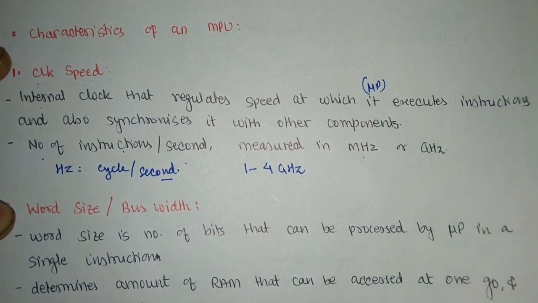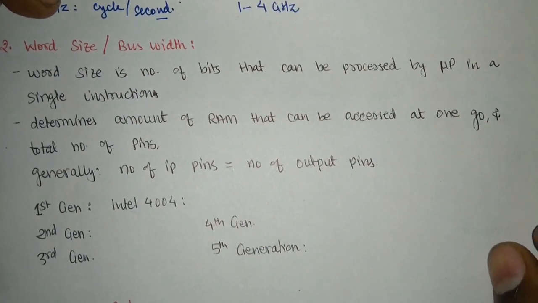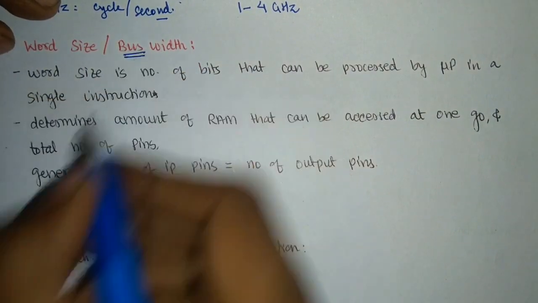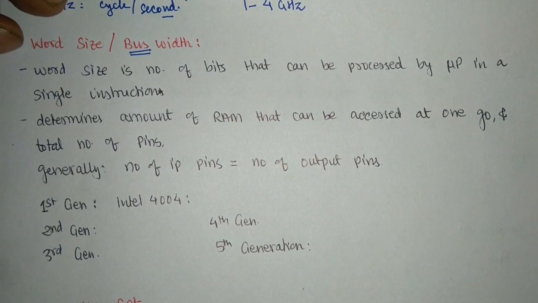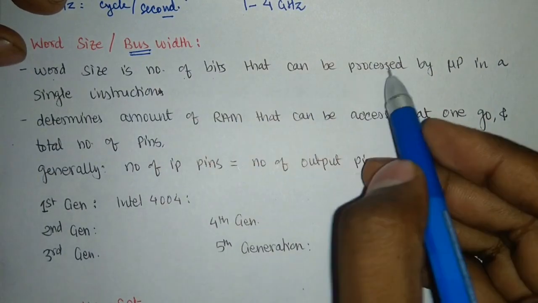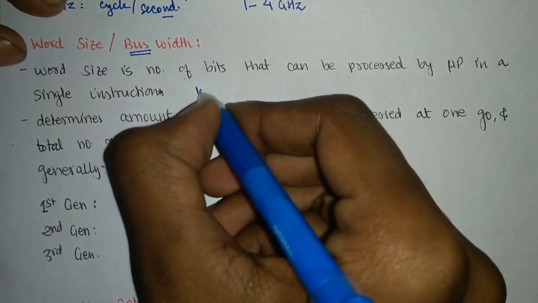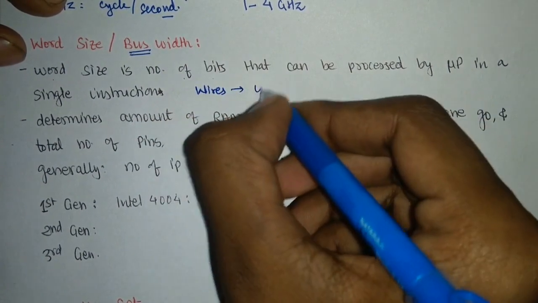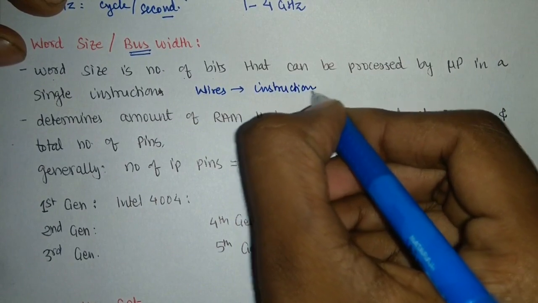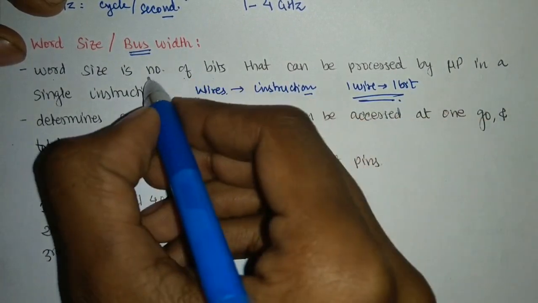Similarly, the second characteristic of a microprocessor is the word size or the bus width. When we had discussed our data bus, we talked about the word length, or word size, which is also known as the bus width. It is basically the number of bits that can be processed by a microprocessor in a single instruction. We usually have wires, as I told you in case of buses, to carry the instruction, and one wire can only carry 1 bit, right? So the number of bits will be equal to the number of wires.